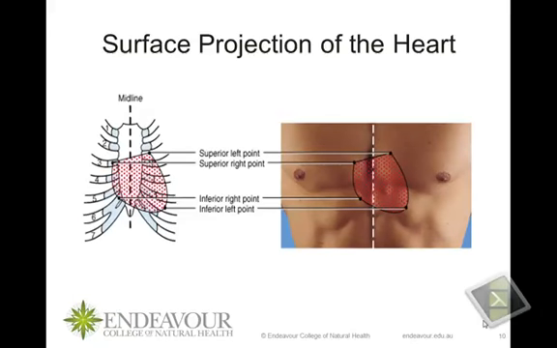Here's another diagram that shows you where the heart sits in relation to the ribs. As you can see on the diagram on the left, the apex of the heart, or the inferior left point, sits around about the fifth intercostal space, so that's the fifth space between the ribs, approximately on the midclavicular line. And you can find the midclavicular line by finding your clavicle and dividing it in half and running a line inferiorly down to the fifth intercostal space. The superior right point of the heart lies just behind the third costal cartilage.